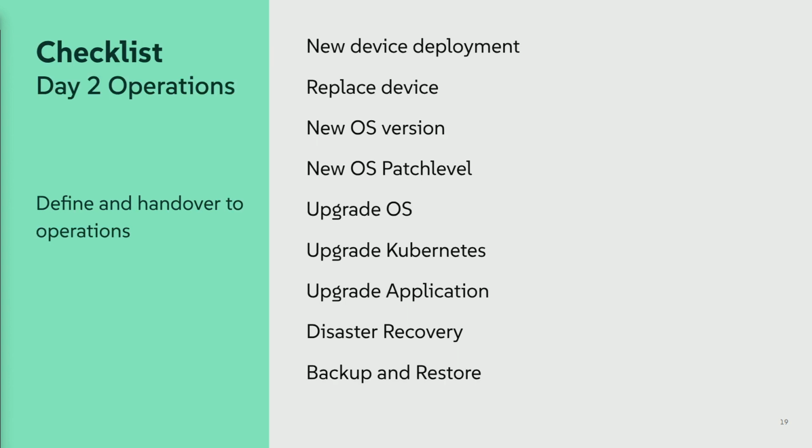Good. Last slide, I swear. So, checklist, day 2 operations. Now we built the system. It's a year later. Ideally, it's 3 months later. And we figured we need to do updates. Or we need to have a checklist of things to do on day 2. And I noted it there in the subline, which is we need to define and hand over to operations.